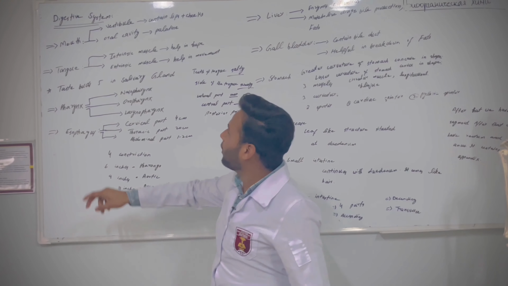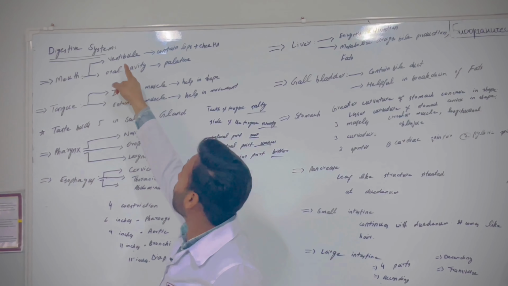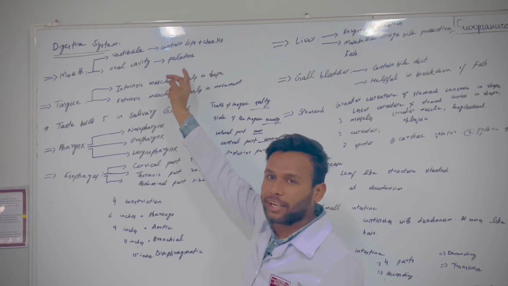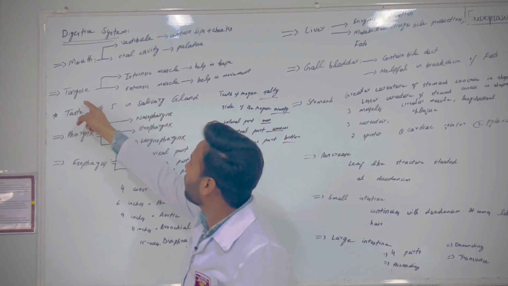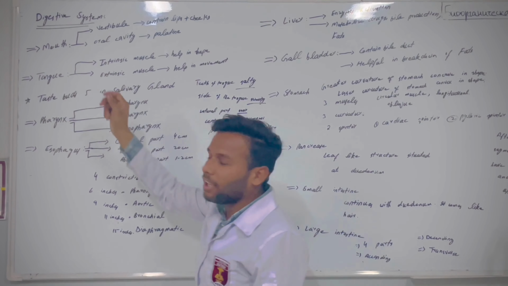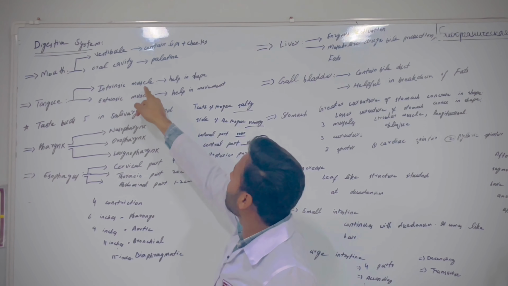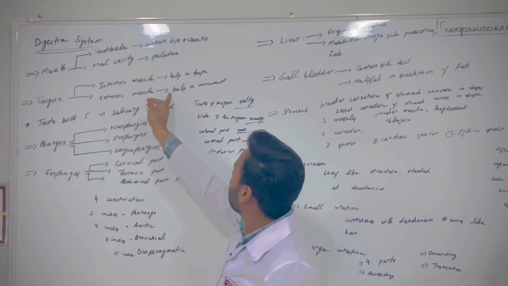First part is mouth, made of two parts: vestibule and oral cavity. Vestibule contains lips and cheeks. Oral cavity contains palate. Palate has soft palate and hard palate. Then we talk about tongue. Tongue has two muscles: intrinsic muscle and extrinsic muscle. Intrinsic muscle helps in shape, and extrinsic muscle helps in movement.